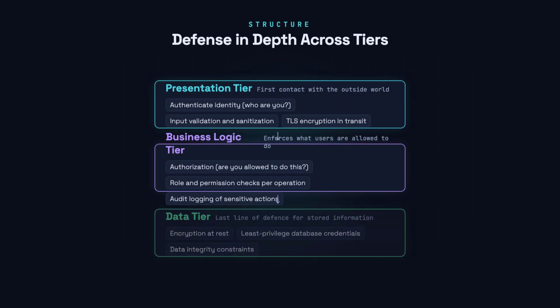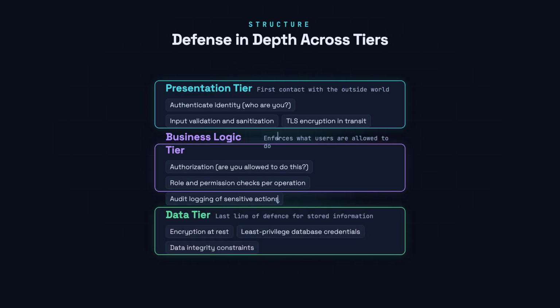When you map security onto a three-tier architecture, every tier boundary becomes a natural enforcement point. The presentation tier handles authentication, confirming who the caller is, and rejects malformed input before it ever reaches business logic. The business logic tier enforces authorization, confirming what that caller is allowed to do. The data tier protects stored information with encryption and tight access controls. Each layer stands independently, so a breach at one does not automatically compromise the others.